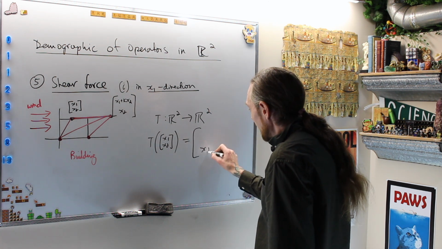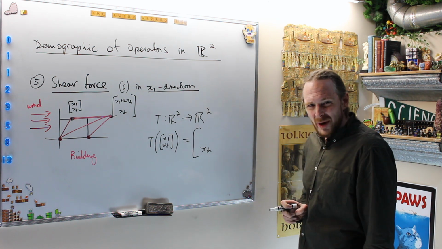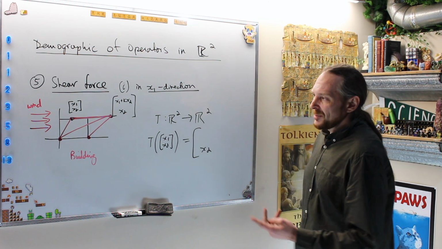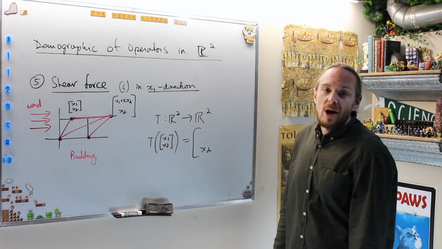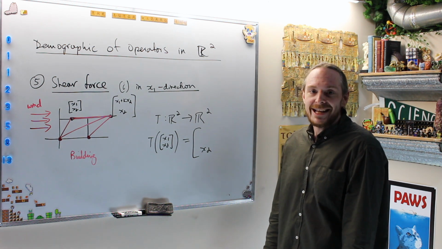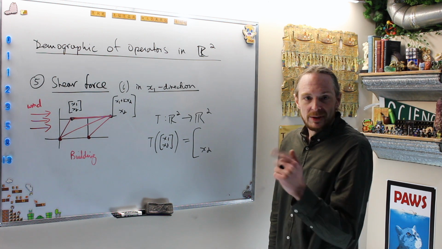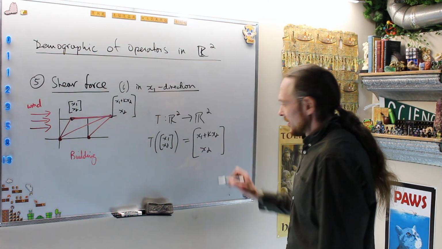Well, it doesn't do anything to the Y coordinate. The Y coordinate is not being affected, but the X coordinate is. The wind is pushing the building in the X1 direction, and how much? It's multiplying it by the X2 direction. This is basically doing the row operation, row 1 plus K times row 2. That's shear force, essentially, if you only do one. So that gives me X1 plus K X2.